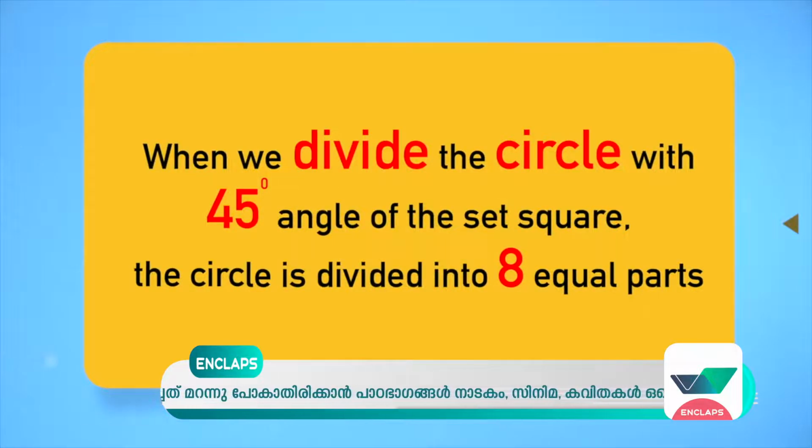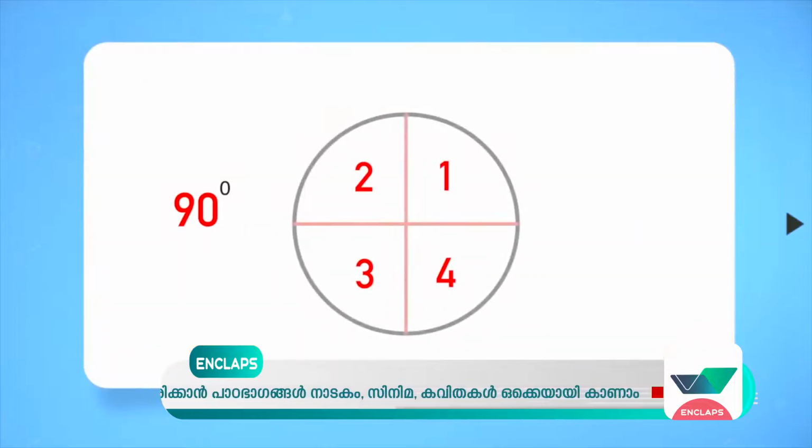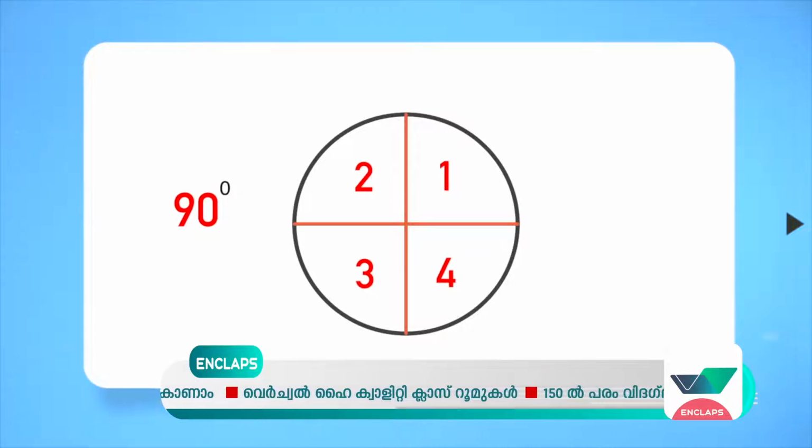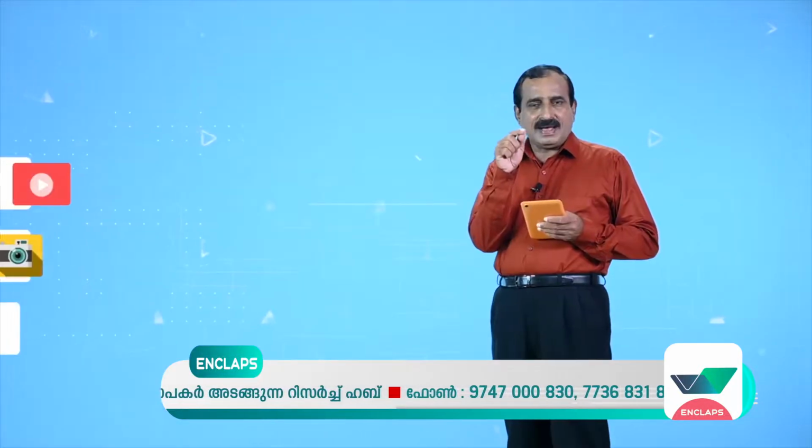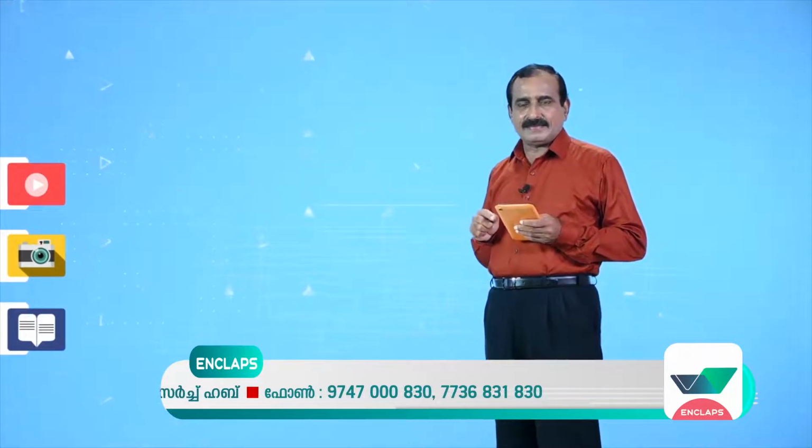got 8 equal divisions. That is, when the size of the angle at the center is halved from 90 to 45, the number of divisions doubled from 4 to 8. As the size of the angle decreases, the number of divisions increases. In these two cases, you can identify that.